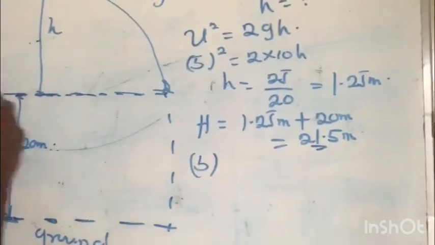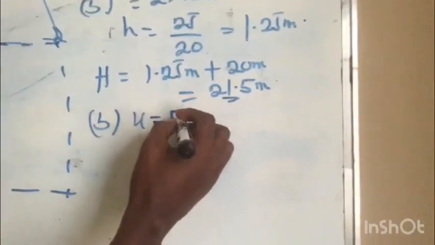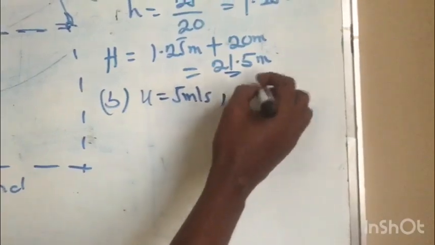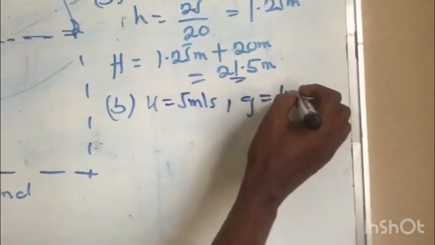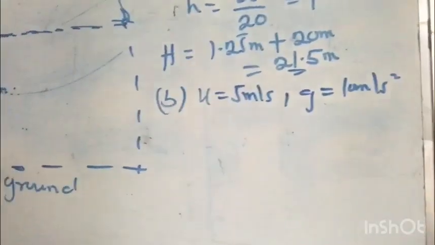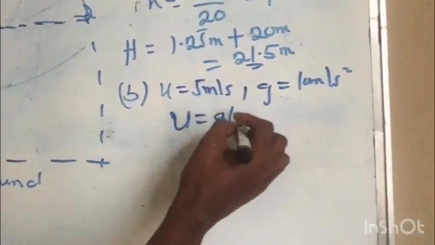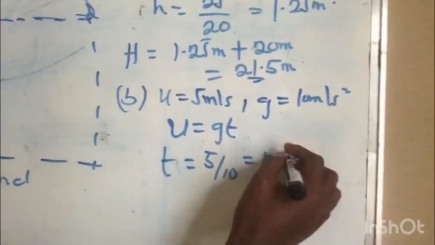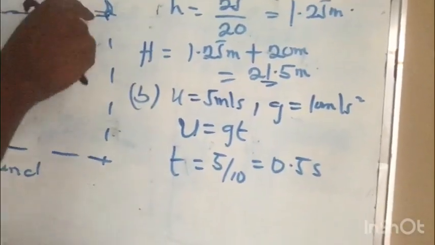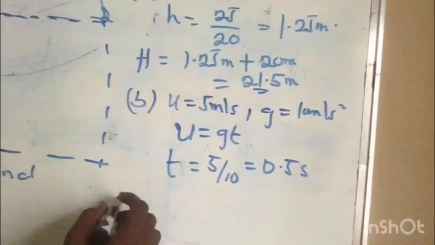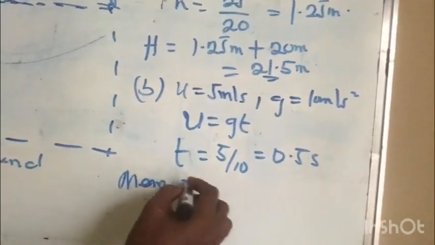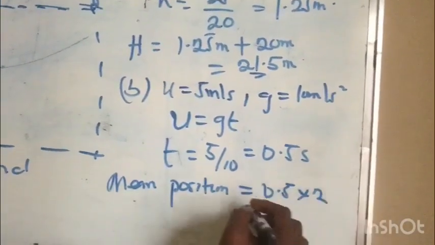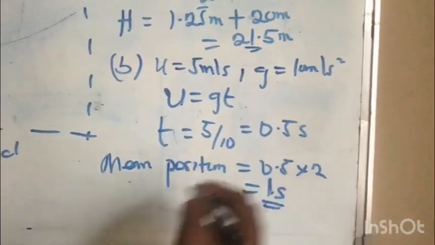Now, how do we get that? We have our u still as 5 meters per second for an upward motion, and we still have our g to be 10 meters per second squared. Don't forget the first equation that says u equals gt. So I can know the time by saying it's 5 over 10, and that's 0.5 seconds. Now the time it takes to reach its main position is just 0.5 times 2, and that will give us 1 second.